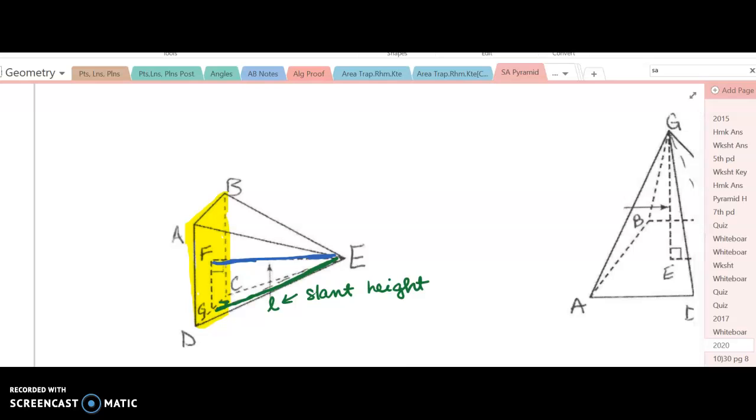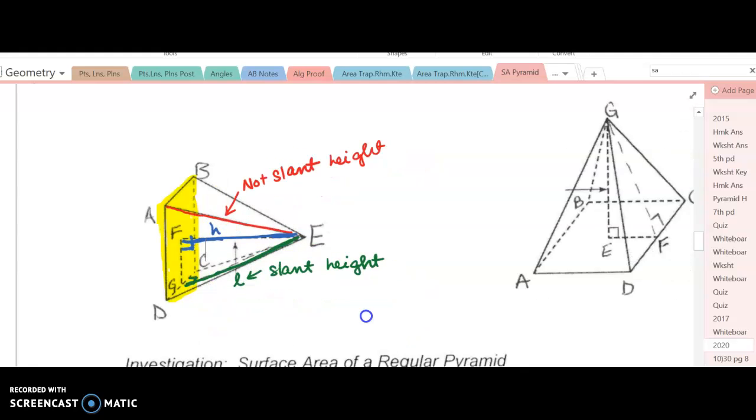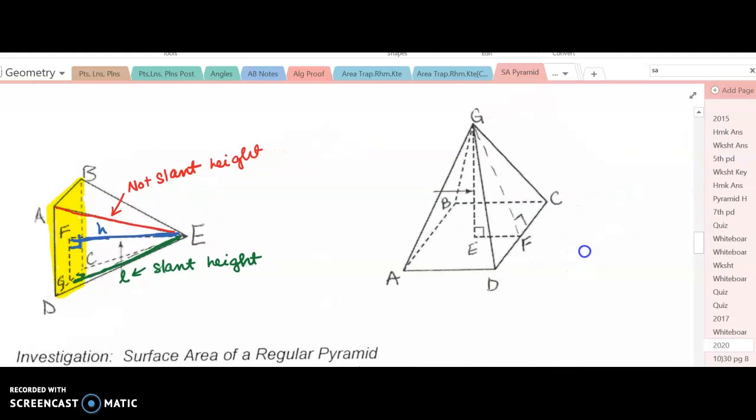It's the altitude of the side of the pyramid. It is not, and I know this is a little bit confusing, but it's not one of these lateral edges. This is not the slant height. That's going to be a different measurement. And then the blue one, the altitude, the one that's going up the middle of the pyramid, that's your actual height. Okay, so same thing over here on our second example.